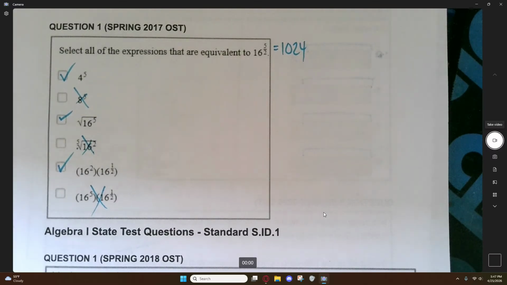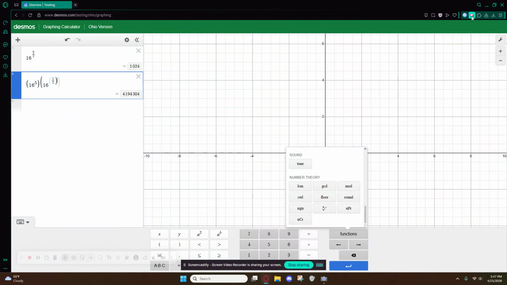So that does it for these 4 standards. We knocked out 4 standards in one go. If you have any questions, feel free to ask me in class. I hope I can clear things up for you. Otherwise, good luck on your state test.